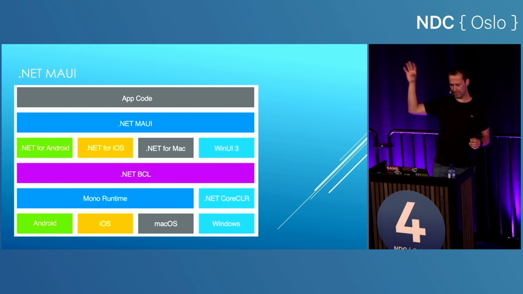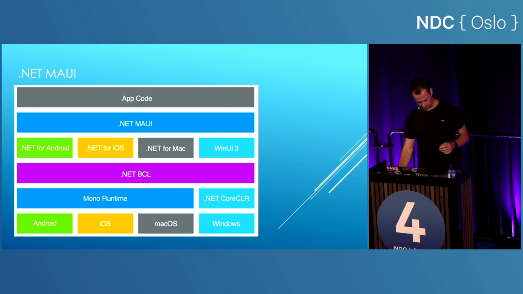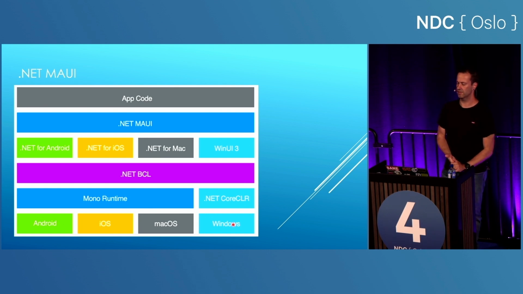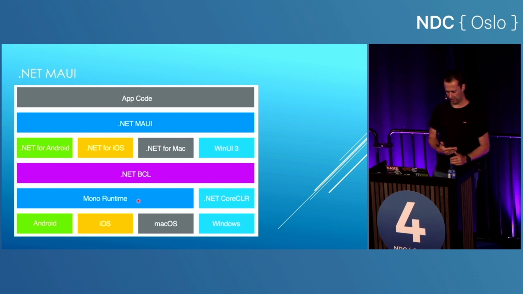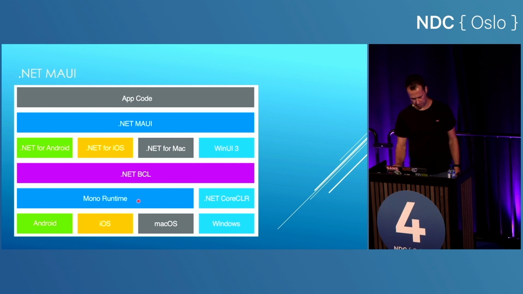So starting at the bottom, let me see if I can laser point this. There we go. Bottom layer, these are your operating systems. Your mobile, your desktop operating systems. On top of Android, iOS, and macOS, there is the Mono runtime, which is now also just .NET, I guess, since Microsoft owns Mono now.